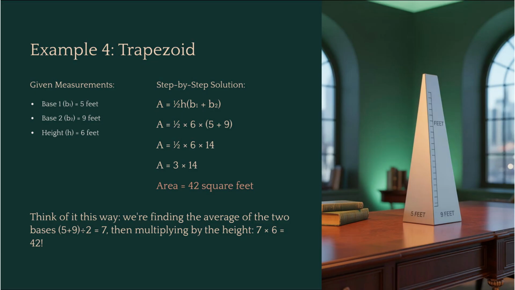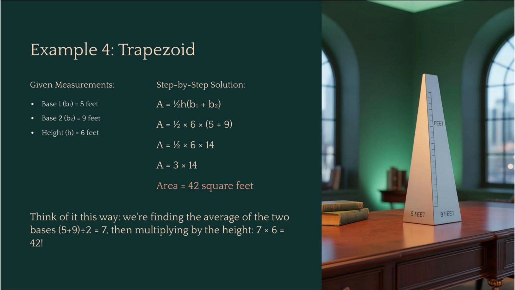Imagine a trapezoid where the parallel bases are 5 feet and 9 feet, and the height between them is 6 feet. First, we add the bases. 5 plus 9 equals 14. Now we use the formula. Half times 6 times 14.